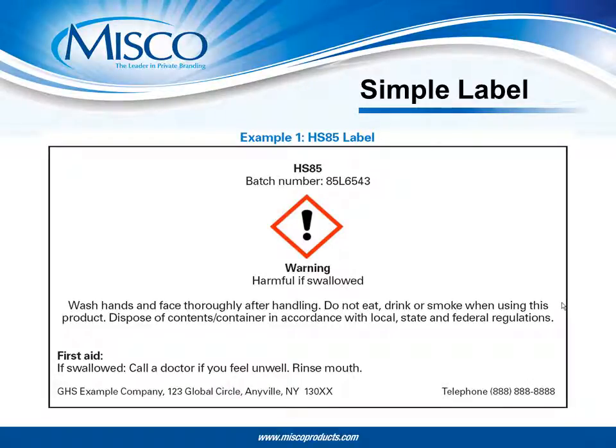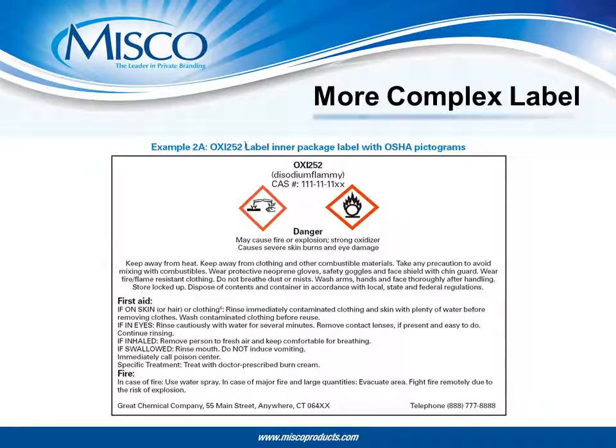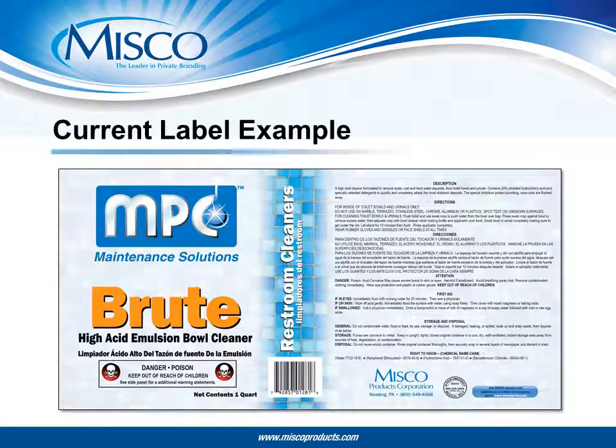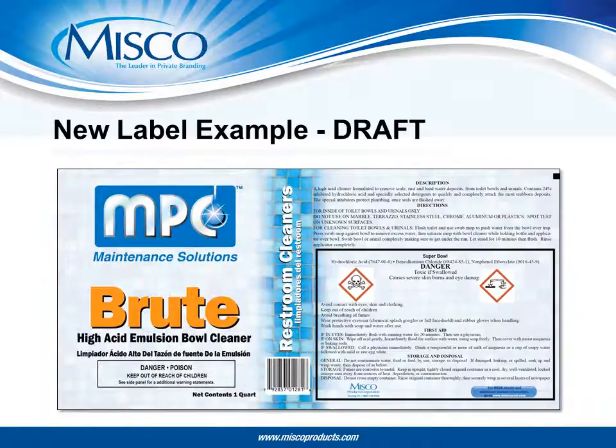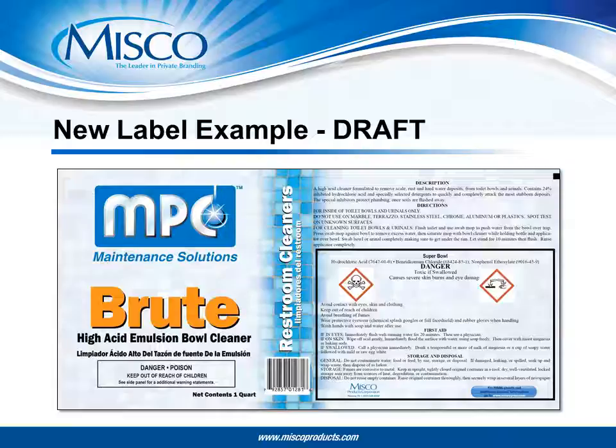This is an example of a simple GHS label. This is an example of a more complex GHS label. This is an example of an existing Misco Products Corporation label. This is an example of what a Misco Products Corporation label will look like in the future.